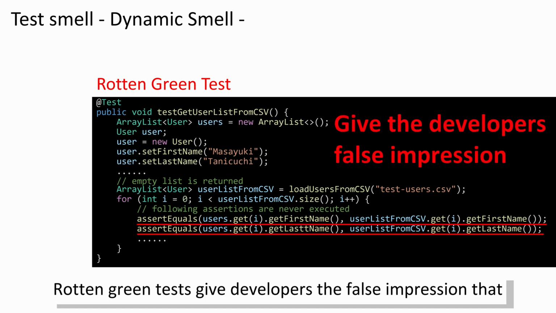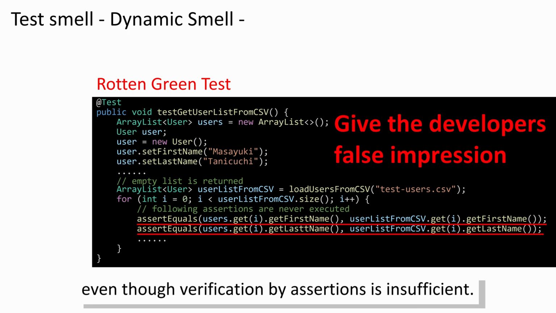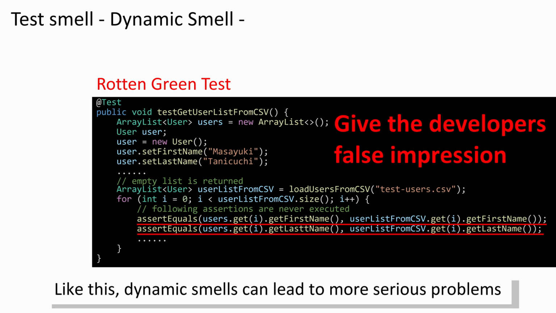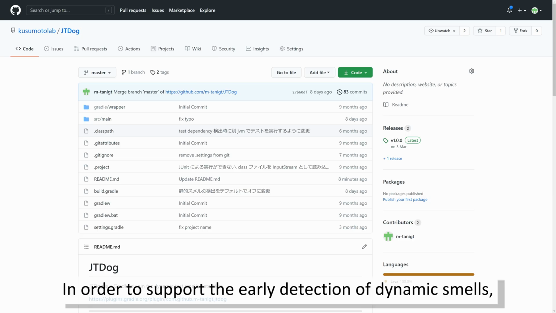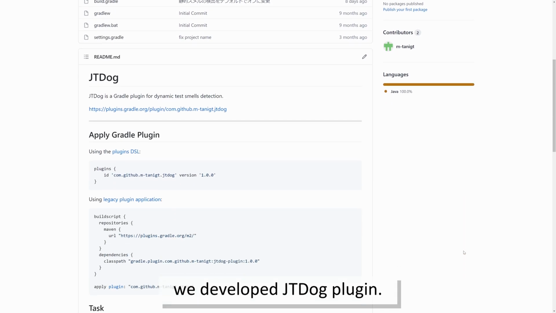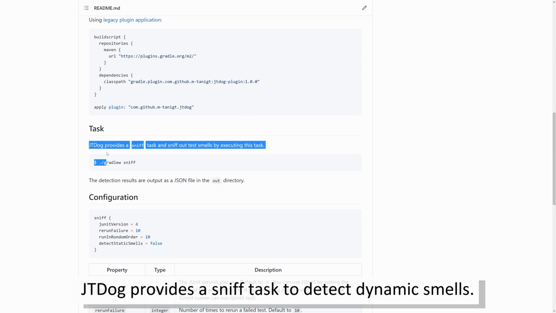Rotten green tests give developers the false impression that the test passed without any problems, even though verification by assertions is insufficient. Like this, dynamic smells can lead to more serious problems than static smells. In order to support the early detection of dynamic smells, we developed the JTDog plugin. JTDog provides a sniff task to detect dynamic smells.